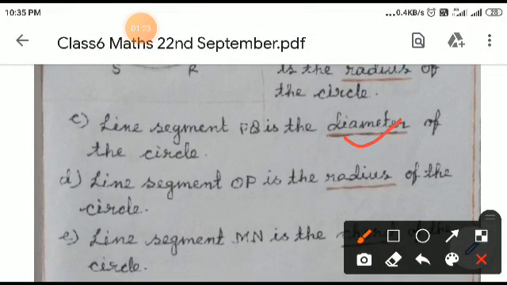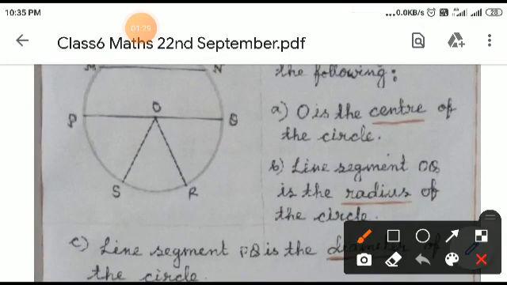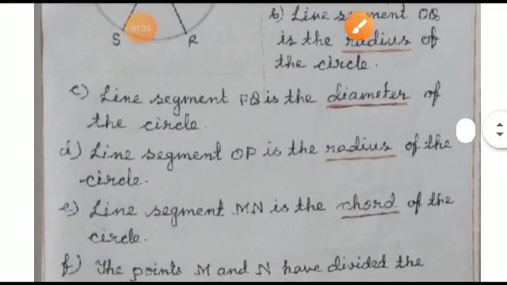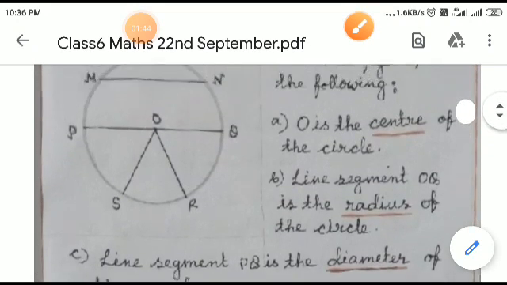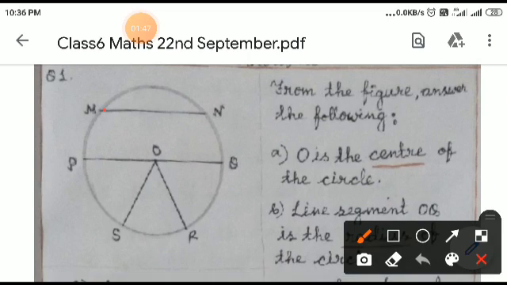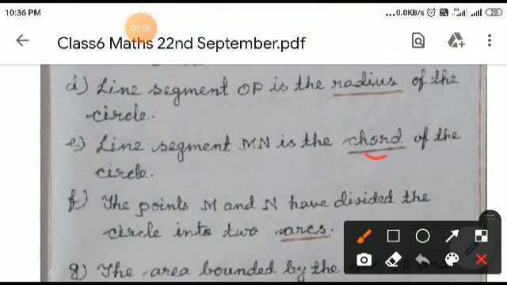Question number D, line segment OP. Again, where we are getting OP in the figure, OP is the radius. So we can write here line segment OP is the radius of the circle. Again line segment MN. Where is MN? We have got in the circle MN joining any 2 points that lie on the circumference, that is the chord. So we can say line segment MN is the chord of the circle.